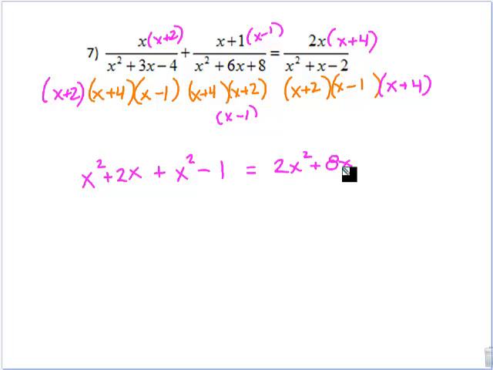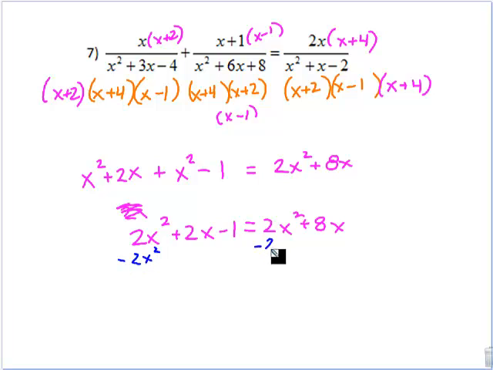All right, we want to get our like terms together. So here I'm going to combine the x squareds together. So we will say we have 2x squared plus 2x minus 1 equals 2x squared plus 8x. Now what else would I have to do to combine the like terms? What cancels? Yeah, the 2x squareds, when we subtract that from both sides, they cancel. So we have 2x minus 1 equals 8x.